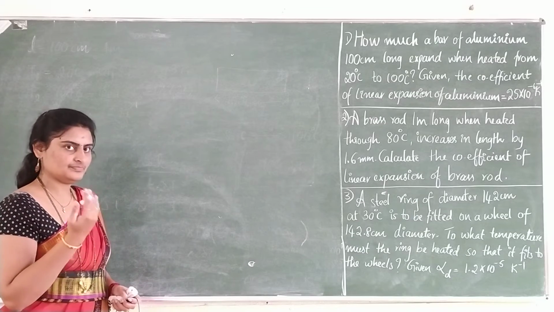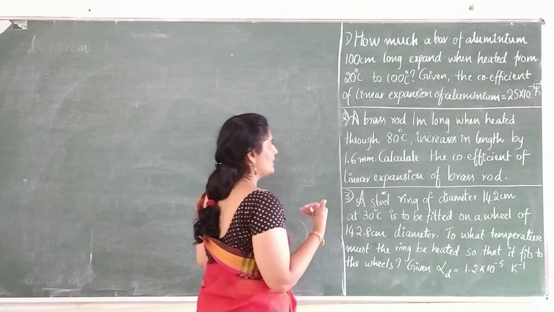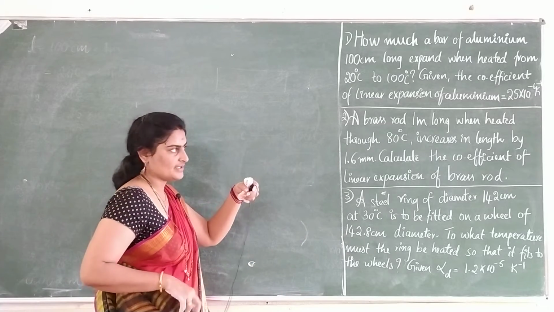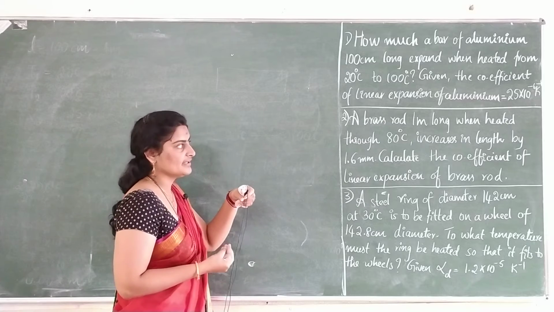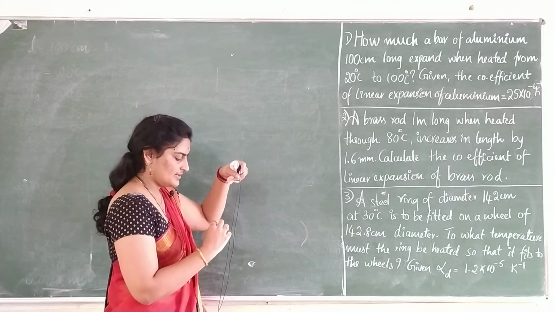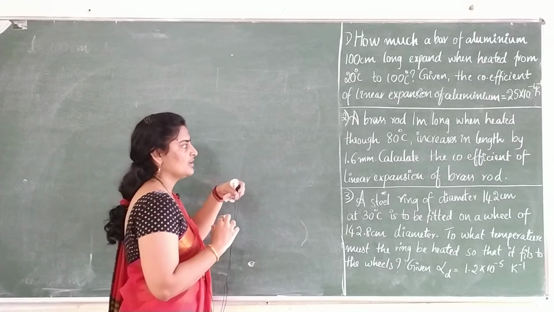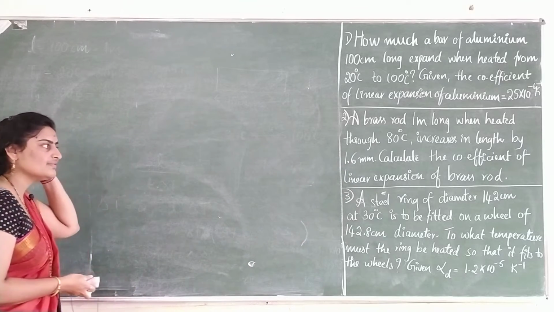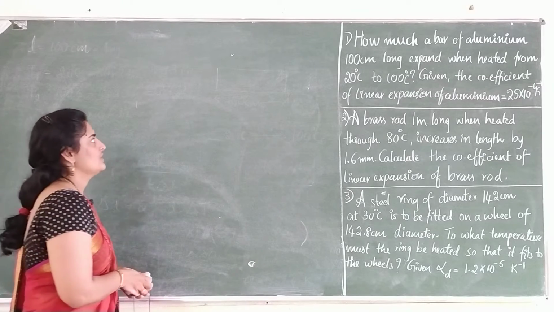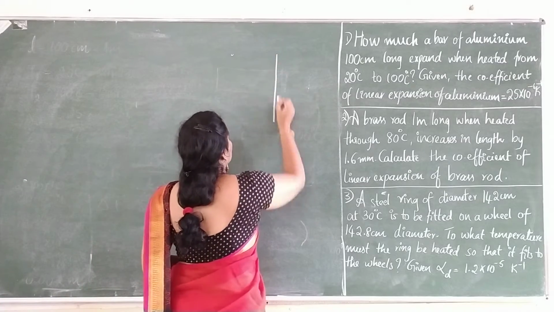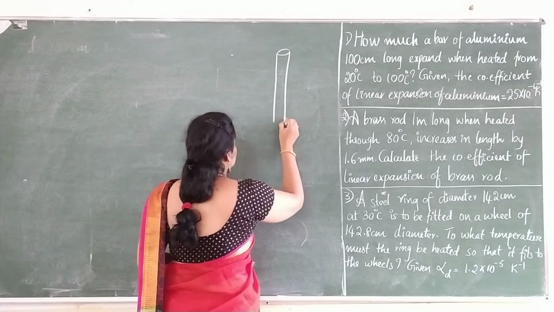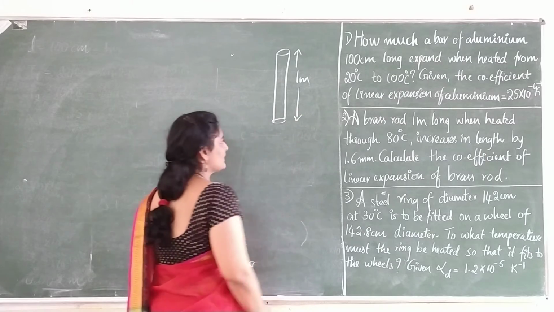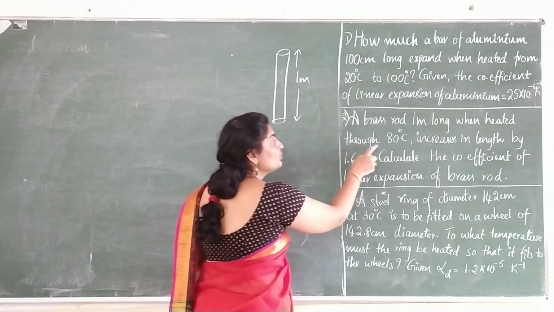We have read the problem. Understand, brass rod is there, the length is 1 meter, it is heated through 80 degrees Celsius and its length has increased by 1.6 millimeter. Calculate coefficient of linear expansion of brass rod. See, imagine there is a brass rod of length 1 meter. Okay, it is heated through 80 degrees Celsius.